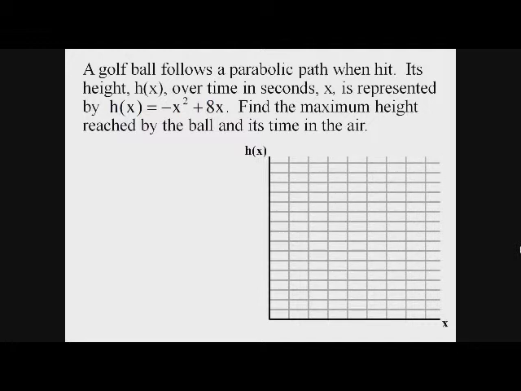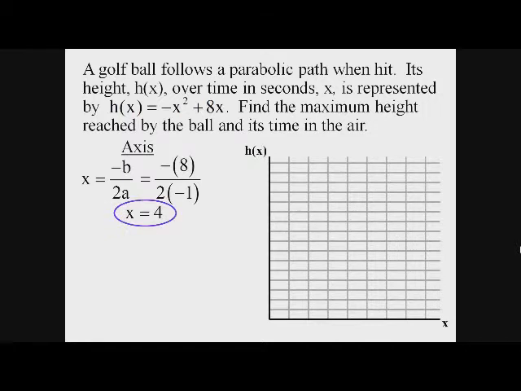Let's start by finding the axis of symmetry for this equation. We get negative 8 over 2 times negative 1. That's going to be x equals 4. So if I scale my graph by ones like this, I can put a vertical line right here at x equals 4, which represents 4 seconds.